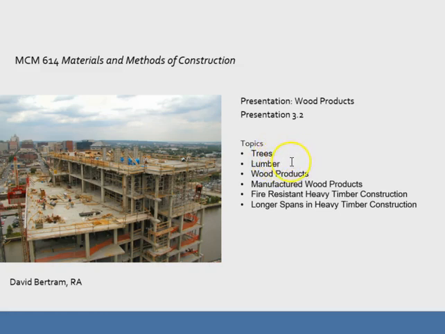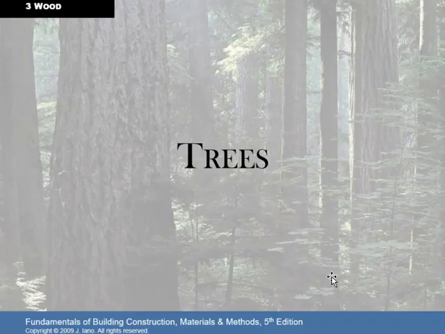We already did that in my last presentation, so I'm going to move quickly through those parts as there is a lot to cover. And then we're going to start to look more carefully at wood products, manufactured wood products as well, and then we're going to touch on some issues with heavy timber, fire resistance, and longer spans. And next week we'll be delving much more deeply into heavy timber construction, which is definitely one of my favorites. So I'm going to move along pretty quickly through these first two parts, and then we'll be looking at wood products. Alright, so beginning with trees.